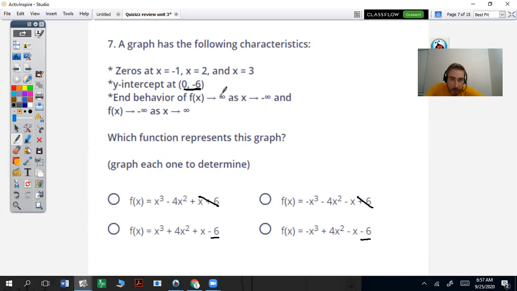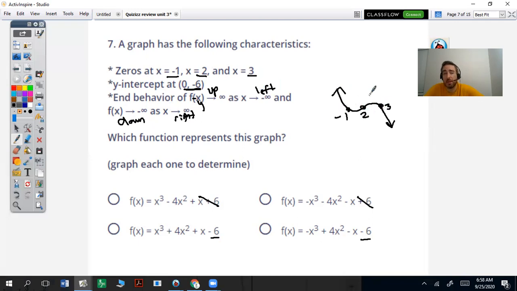It also has end behavior. That's f of x, that's y. So that's going to be up on the left, because that's negative infinity for x, and down on the right. So we want it to look kind of like the last one, up on the left, down on the right. And it needs to cross the x-axis at -1, 2, and 3. So we're looking for something like that.